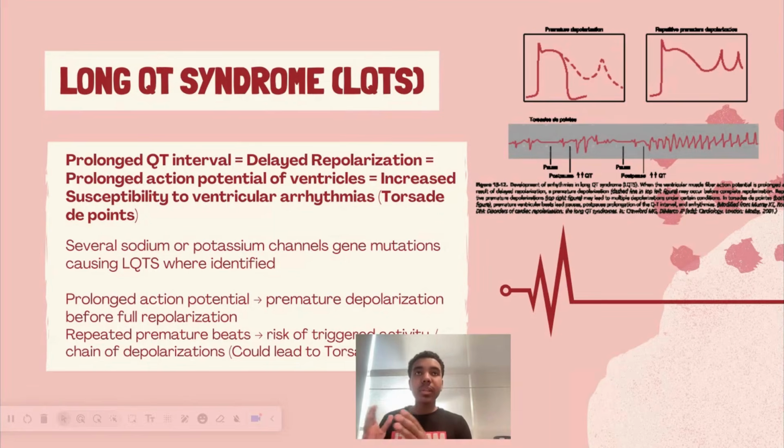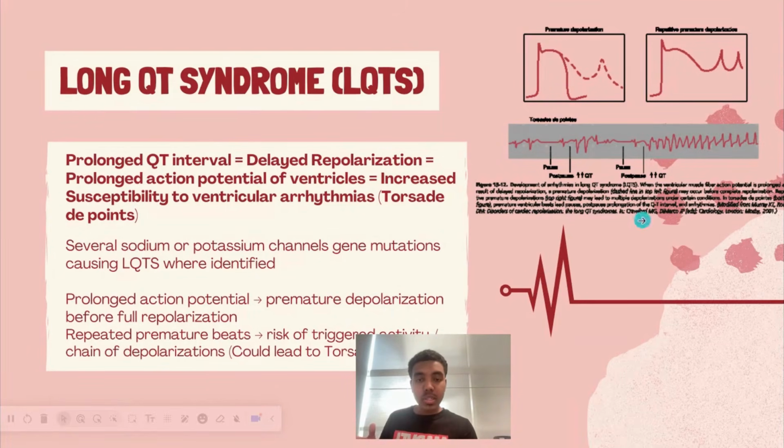When they're in that period, before repolarizing, this increases susceptibility to ventricular arrhythmias, and that is called Torsades de Pointes. So prolonged action potential causes premature depolarization before full repolarization.